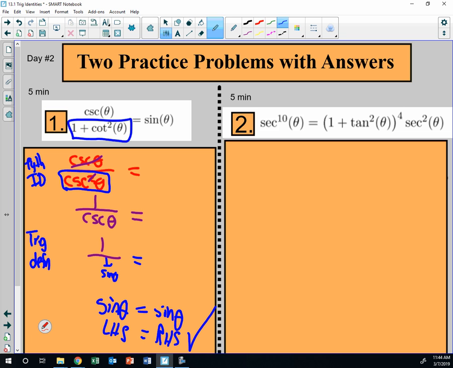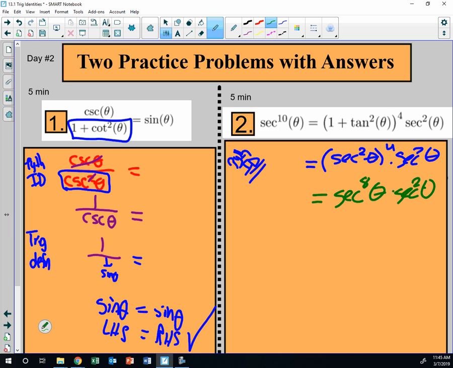This one, definitely do the right side of the equation. You're going to have 1 plus tangent squared is secant squared theta to the 4th times secant squared theta. That is a Pythagorean identity. Write that down. And then secant squared to the 4th is secant to the 8th times secant squared. And what's secant to the 8th times secant squared? Secant to the what? 10th. And that's what we wanted. Left-hand side equals right-hand side.